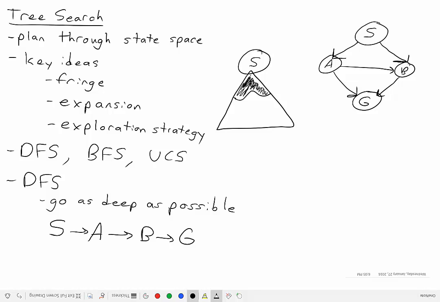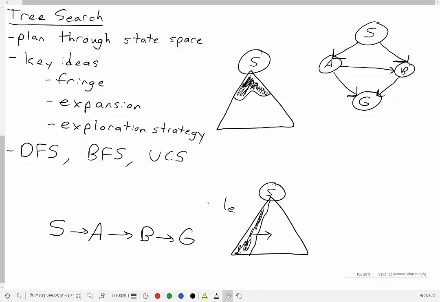I didn't write down the step-by-steps, this is a high-level view. And if I draw this diagram, what will the fringe, the nodes we're considering, look like? It'll look something like this. We'll start at the start state, and we'll go as deep as possible until we can't go anymore. So I'll have explored all of this, and we'll slowly go to the right. So that's what DFS will do.